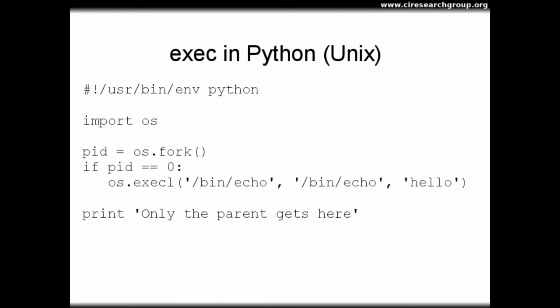The Python version of this code is shorter, but otherwise similar. There is no need, nor is there any practical way, to pass a null pointer to os.execl at the end of the parameter list. As is the case with the C version of the code, only the parent prints the message at the bottom. The copy of the Python interpreter and script that was created by fork is completely replaced by the call to os.execl with the code for the /bin/echo program. Thus, the child is no longer executing the Python interpreter, and the final line of code is never run in the child.